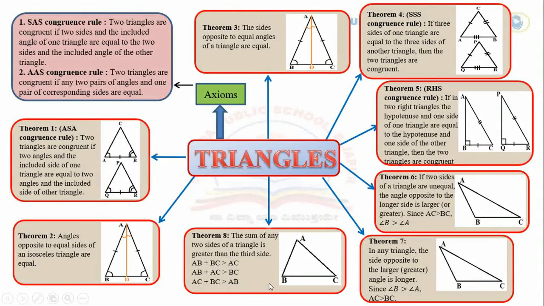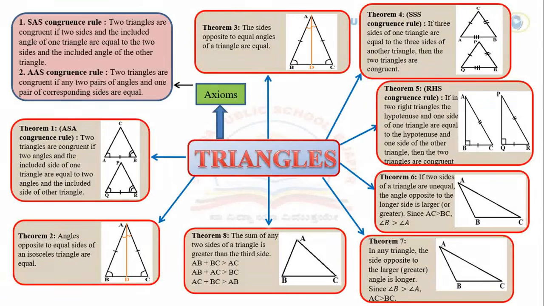In the same way, we can also write the difference of any two sides is smaller than the third side. That is, AC minus AB is less than BC, AC minus BC is less than AB, and BC minus AB is less than AC. In this way, theorem 8 can also be expressed in terms of the difference of the two sides. That's all about the chapter triangles.